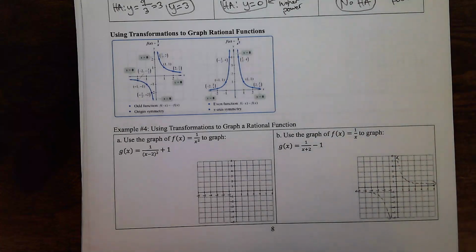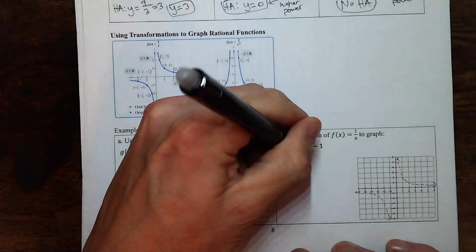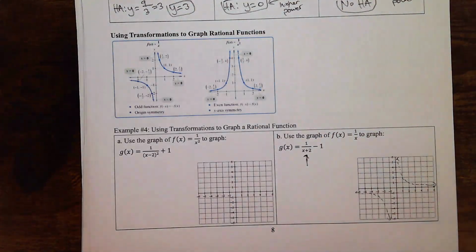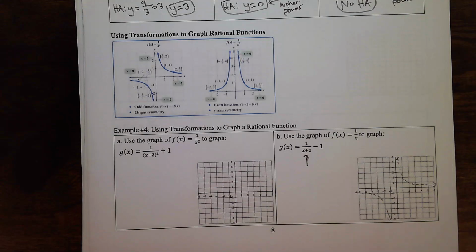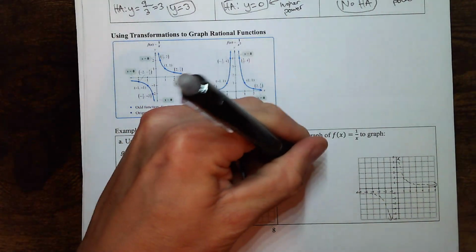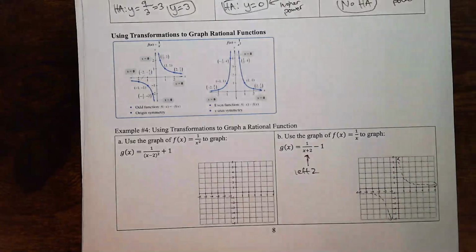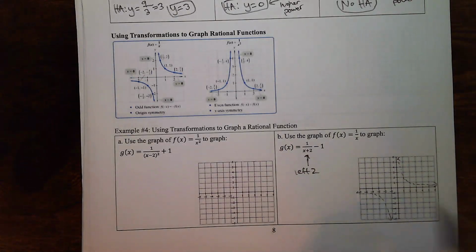So now let's look at the moves that are being made here. It's adding 2 to the x. So remember, when you add 2 to the x, or when you do anything to the x, it's a left or right move. It's the opposite of what you think, because you think adding would make you go to the right, but no, adding is actually going to the left. That means you're going to go left 2 spots from this.